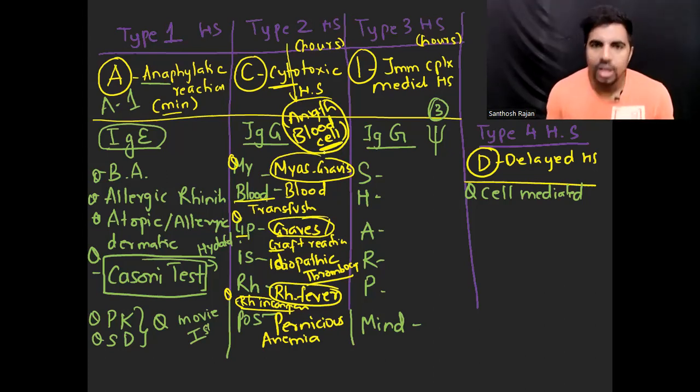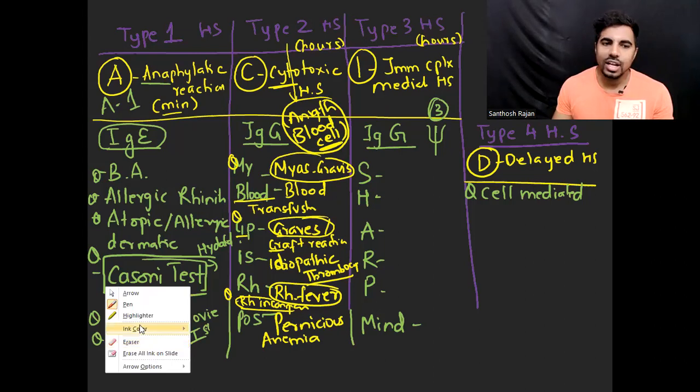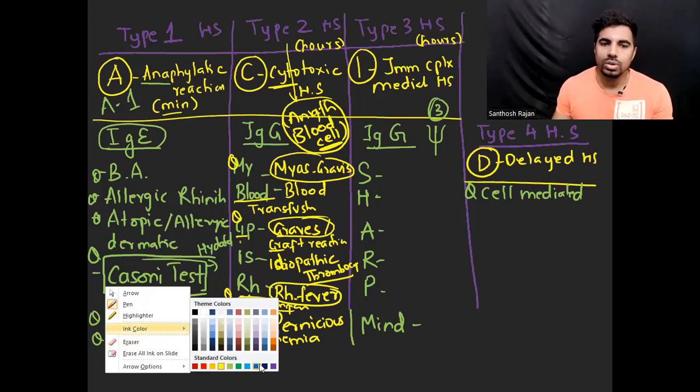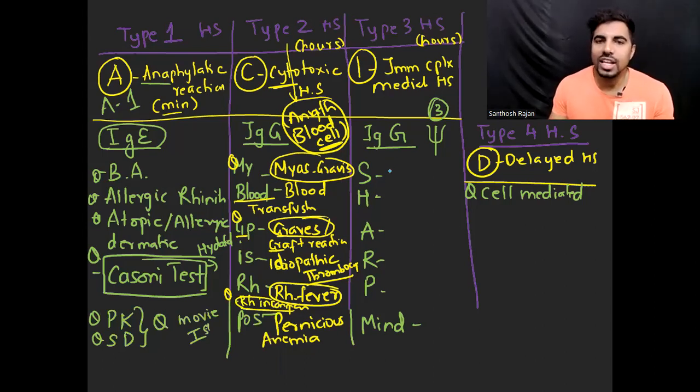Got it. Now immune complex mediated. For immune complex mediated, the clue is SHARP. I like to change the color so it looks good. Now for SHARP, how do you remember? S stands for serum sickness. Important term. Serum sickness was asked many times.